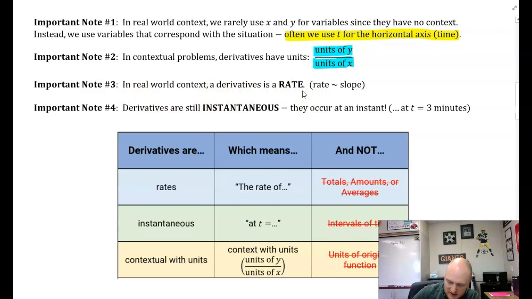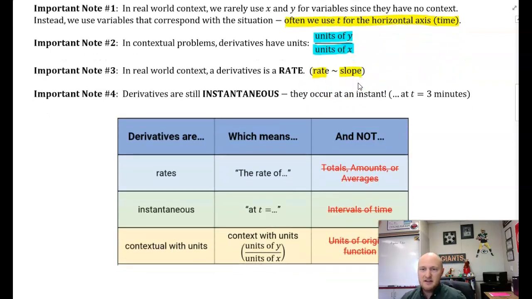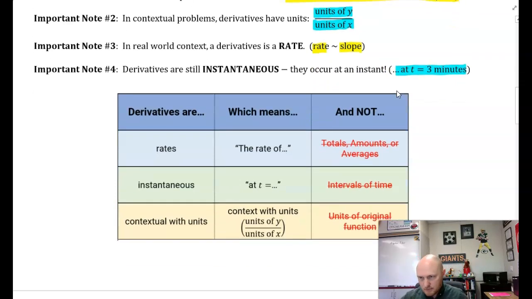So the slope is the same thing as a rate, okay? The slope is a rate, or when they say a rate, that's the slope. And then lastly, derivatives are still instantaneous. It occurs at a specific point in time. Okay, you could almost like freeze frame or take a snapshot at that moment. So it's often important to describe when rates are happening, okay, at t equals 3 minutes.